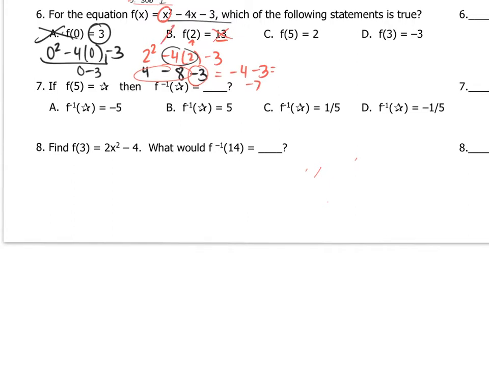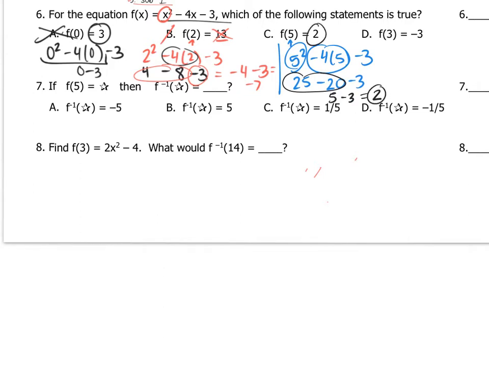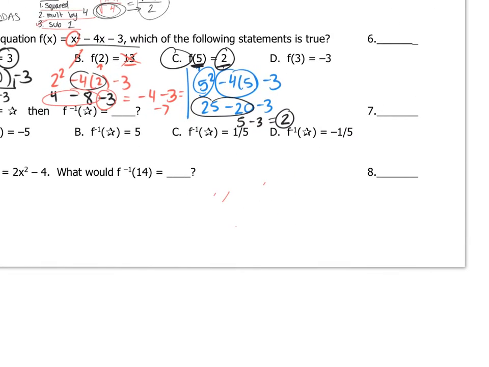So let's take a look at part C. If I plug in 5, that means I'm doing 5 squared minus 4 times 5 minus 3. Well, 5 squared gives me 25. Negative 4 times 5 gives me negative 20, and then minus 3. All right? This gives me 5 minus 3. Oh my goodness, that is 2, which is what it said it should be. So yes, it's true. If I plug in 5, I do get 2. So C must be the correct answer for number 6 here.